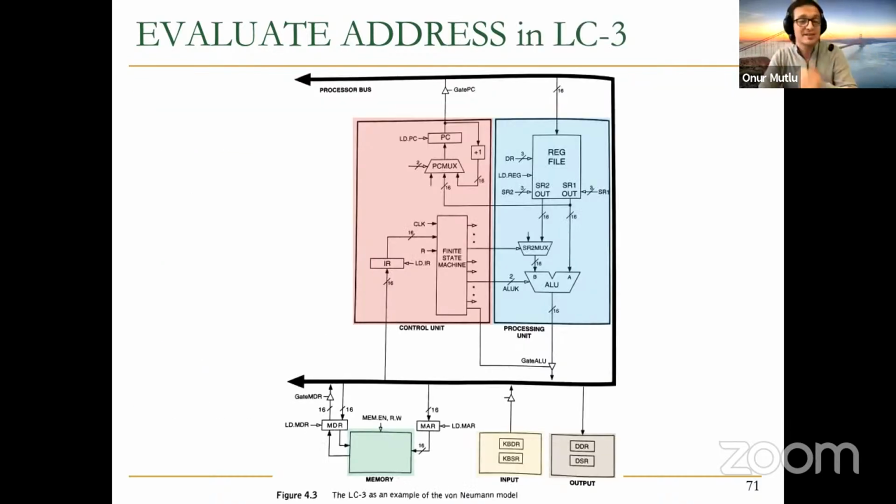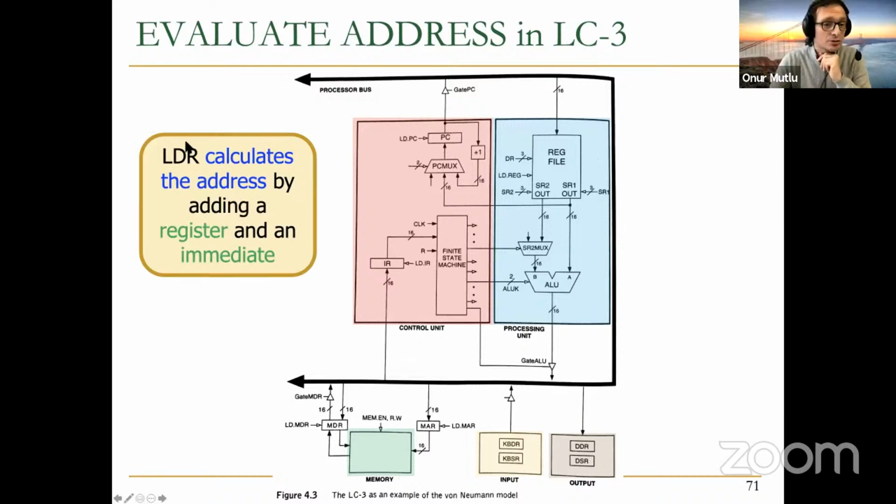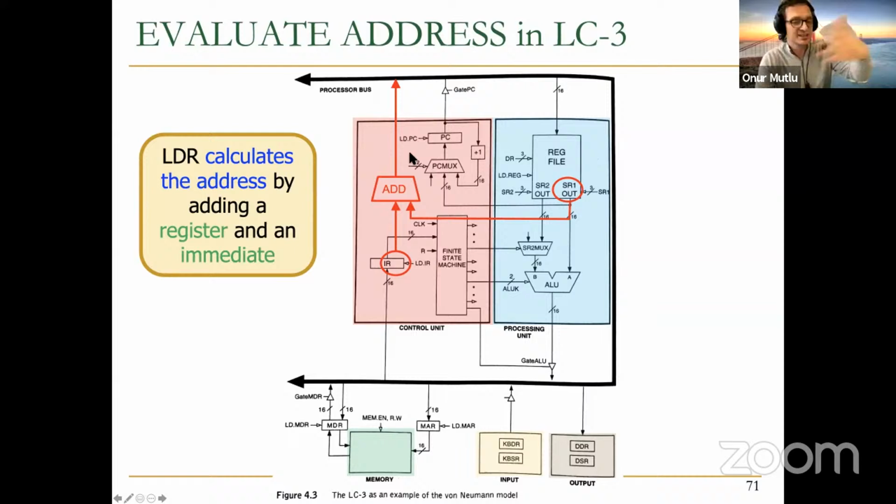Let's take a look at how it happens in LC3. Basically, if you have an opcode that specifies load register, you need to calculate its address by adding a register, source register 1, to an immediate. This is how it works. For purposes that we will discuss later on, we don't do it through the ALU. We do it through a special adder that's called an address generation adder. That's not shown here, but we will see it later on.